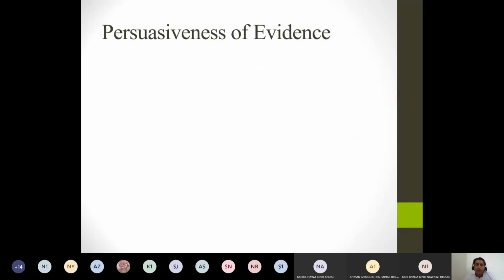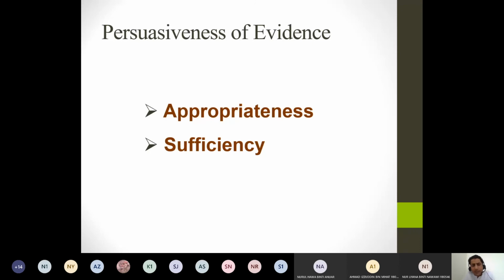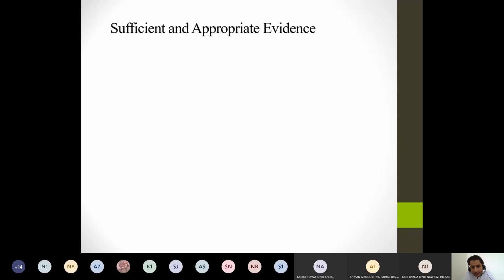Okay, so we need to discuss something. One issue is related to the persuasiveness of evidence. What we mean by persuasiveness of evidence, first we need to understand what persuasiveness is. What does it mean? Persuasiveness means how convincing the evidence is, how acceptable this evidence is, and there are two main elements for the persuasiveness of evidence. One is appropriateness and the other is sufficiency. We will discuss in detail.